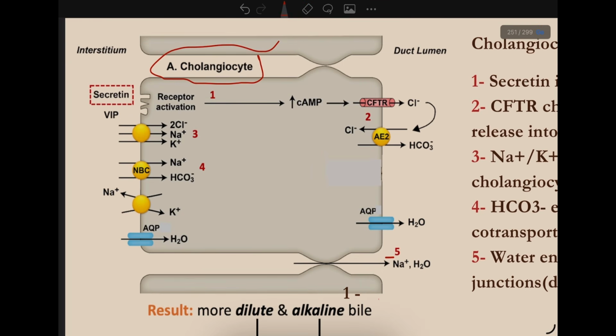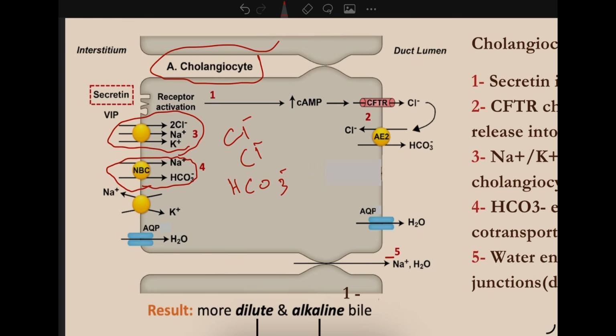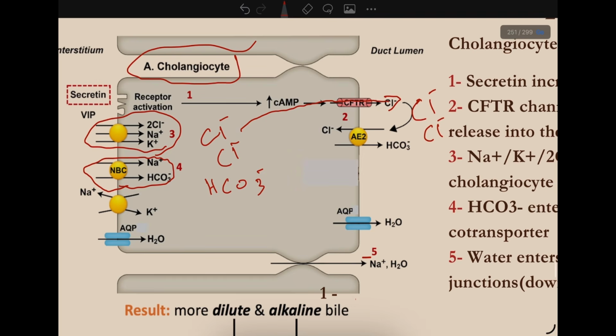Look with me. First of all, we will load the cell with chloride by this transporter. Please don't mind the numbers, just focus on me. So we will load the cell with chloride by this transporter. So we have a lot of chloride here. We will also load the cell with bicarbonate by this transporter. Okay, so we will have a lot of bicarbonate here. Now what? This chloride will leave through this channel, which is the CFTR channel, and fill this side, which is the lumen, with chloride.